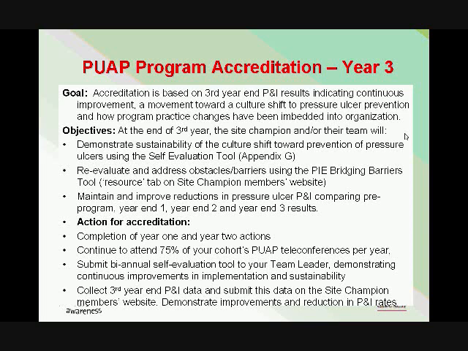Reevaluate again obstacles and barriers using the PI Bridging Barriers tool. Maintain and improve reductions in the P&I, the same as you did at the end of year 1 and year 2. So complete year 1 and year 2 actions, continue to attend your conference calls, submit a biannual evaluation to your team leader, and collect your data.